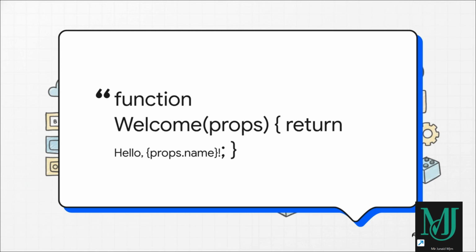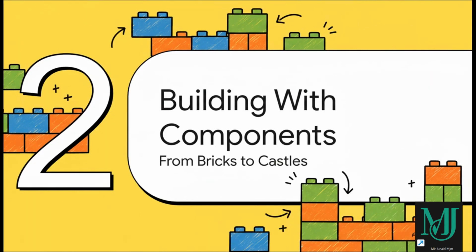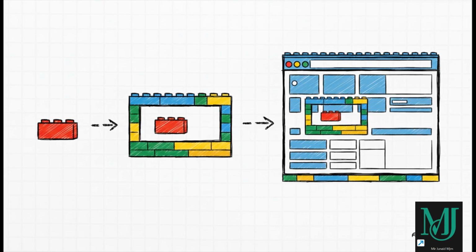Once we have our individual bricks, the fun part begins, putting them all together. This process is called composition, placing components inside other components. For example, you might have a button inside a login form which sits inside a login page. You're just nesting them, snapping them together to create bigger, more complex structures.